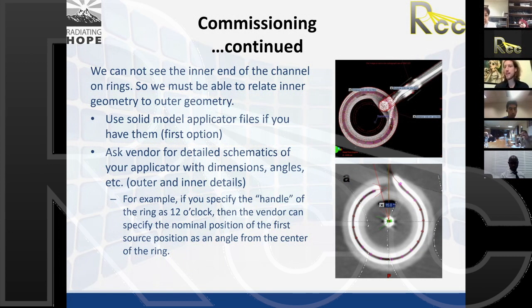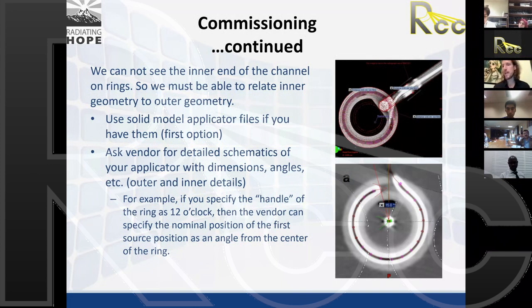Okay, if you can't see the end of the ring, it becomes more difficult. So my rings, for example, I cannot see the end. So then you have to use whatever method you have to ensure that you know exactly where the end of the inner lumen is and where that first dwell position will be in your treatment planning system upon reconstruction. So there are multiple ways to find this. One is solid model applicator files. If you have these, use them.